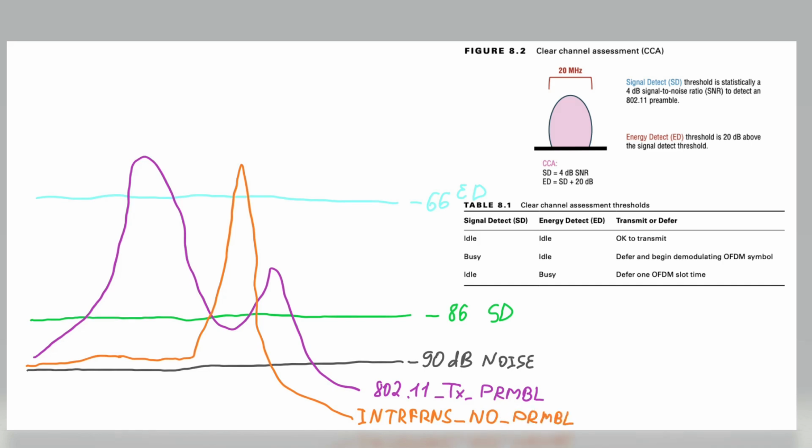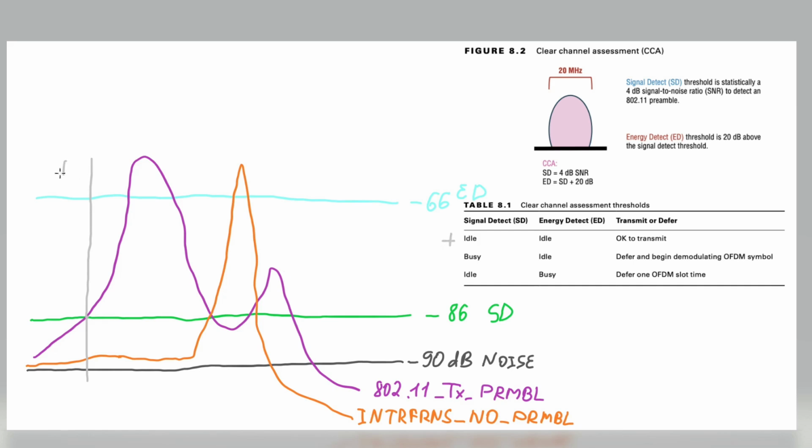Now we can find zones that match the conditions from our hint. The first line is the signal detect idle and energy detect idle. Wi-Fi transmission does not exceed its threshold. Interference does not exceed its. Let's denote the area up to here with a plus sign. Here the medium is free, we are allowed to transmit.